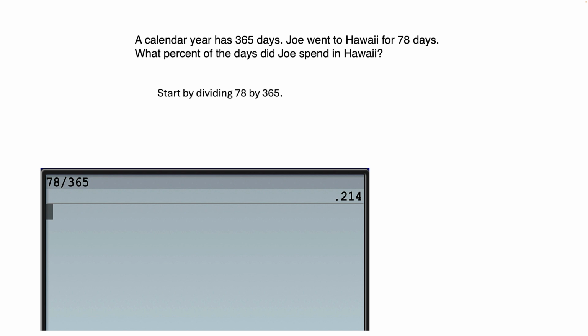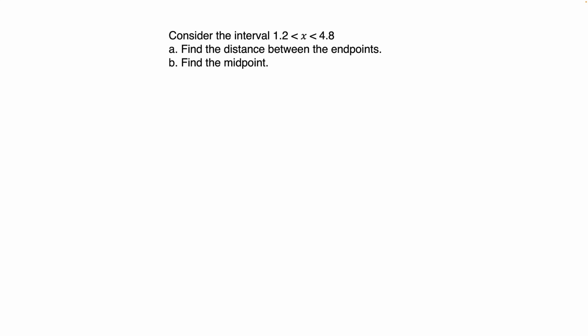Now this decimal needs to be changed to a percent. So if you take the decimal 0.214 and multiply by 100, that will move the decimal place 2 places to the right. And once you do that, we get the percent 21.4%. Okay, just one more math example.